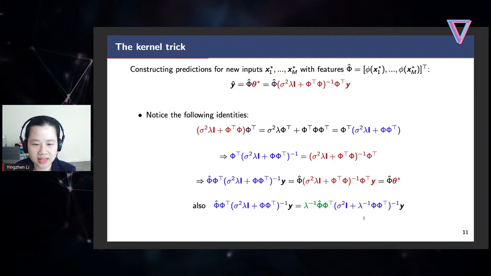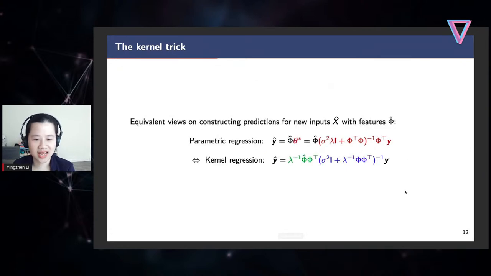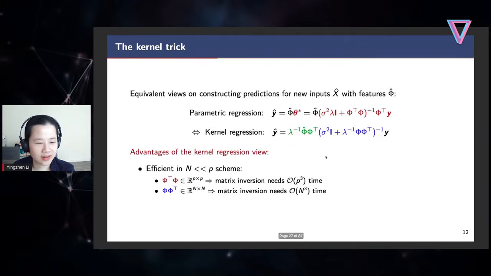The derivation details are not important, but what I'm trying to say here is that we are rewriting the prediction formula for this parametric model, where you plug in the optimal solution of theta to do prediction, into some other formula, and we will see how this formula is related to kernel methods. As I said, these two are equivalent. The first formula is the parametric regression prediction formula, and the second one is the prediction formula from kernel regression. So let's see the advantage of the kernel regression method.